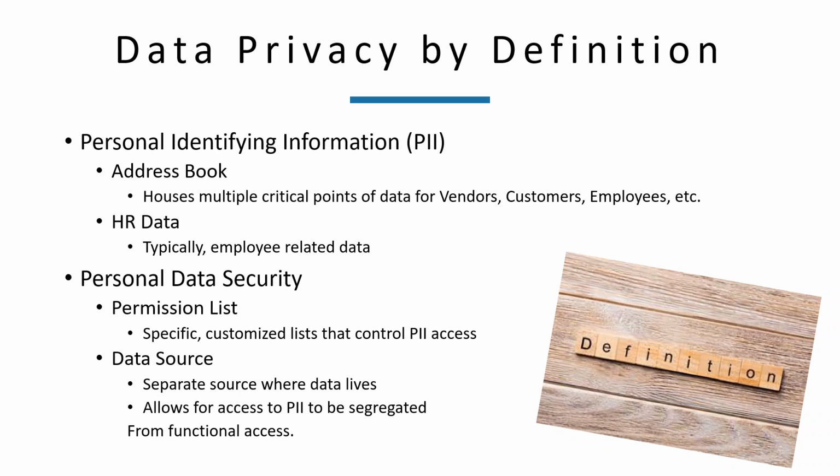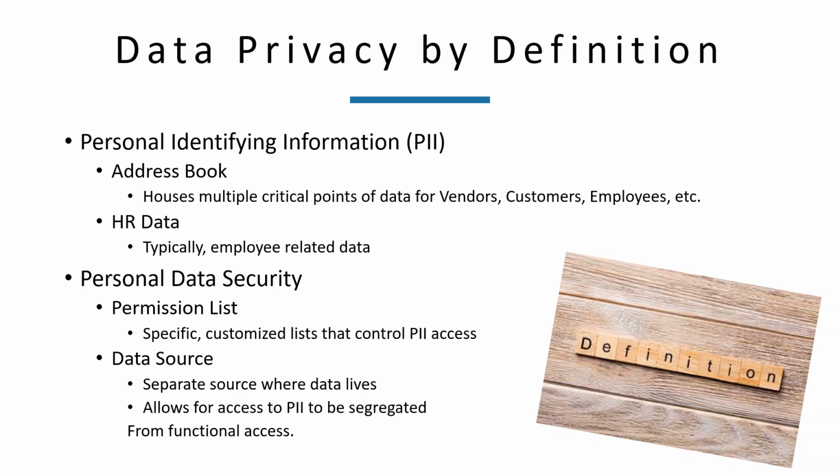Personal data security. So how do we take care of our address book and HR data PII issues? From an address book standpoint, we use permission lists. We'll get into that in a minute and more specifically. But they are customizable lists that basically control that particular information and who has access to it. From an HR data standpoint, it's a little bit more intuitive.